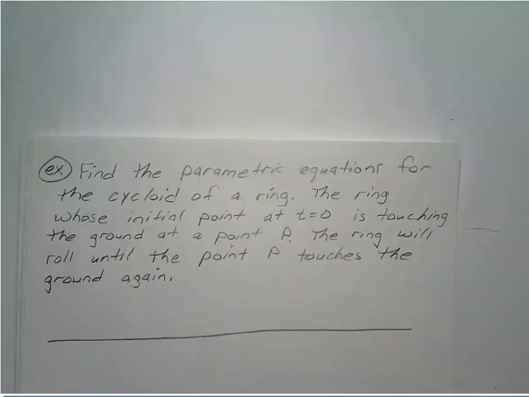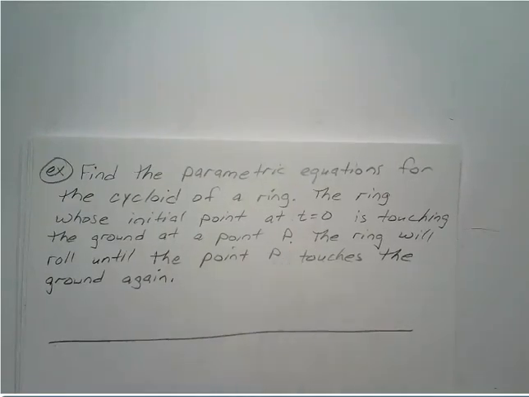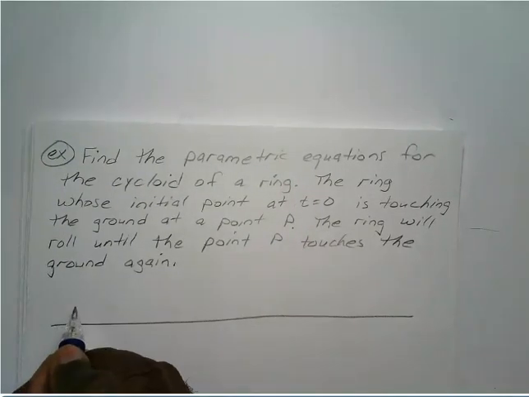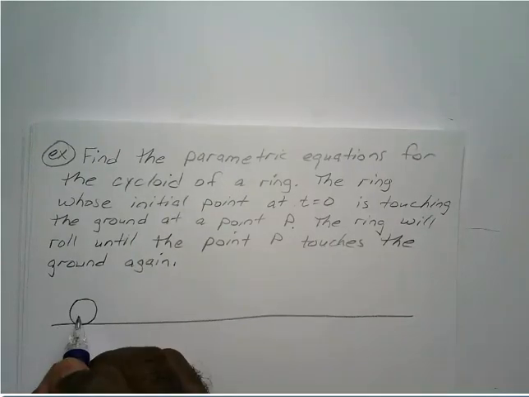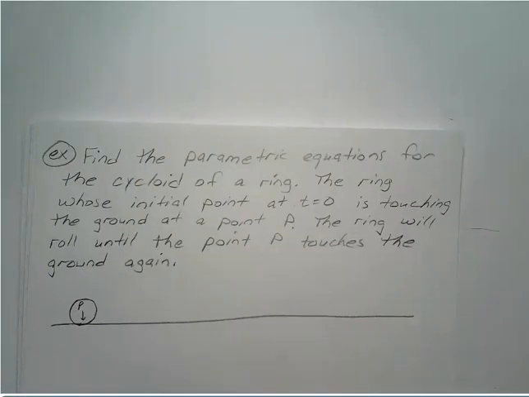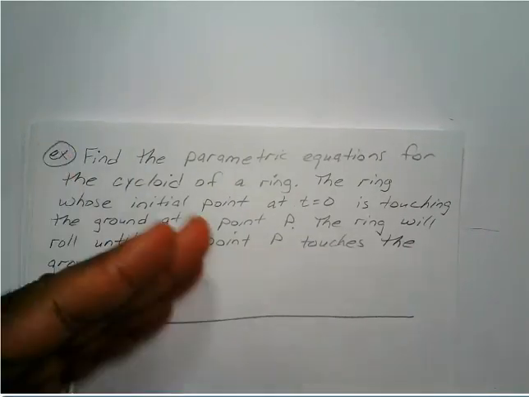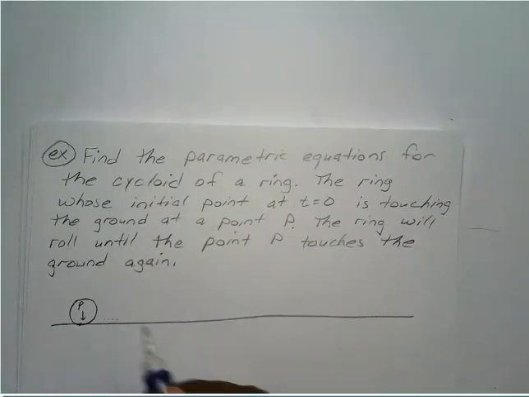So for this example, we're going to find the parametric equations for the cycloid of a ring. The ring's initial point at t equals 0 is touching the ground at a point that we will call P. The ring will roll until that same point P touches the ground again. To help you visualize, imagine that we have a ring and it's touching the ground at that point. We're going to give it a little push, and that ring is going to roll.